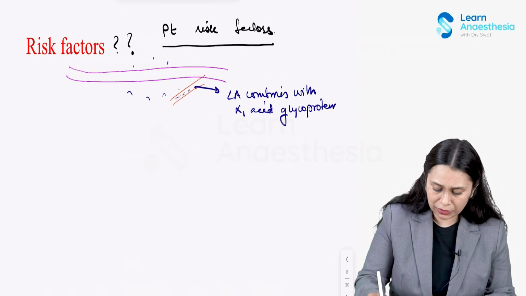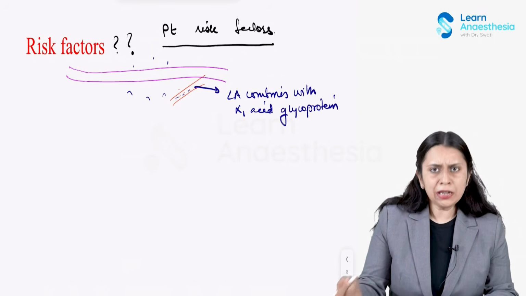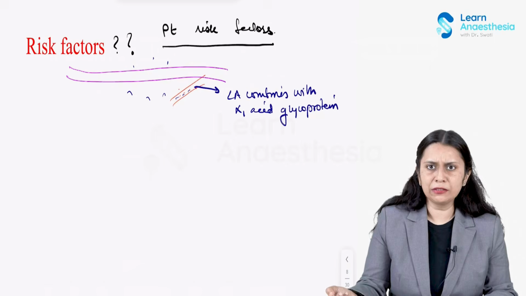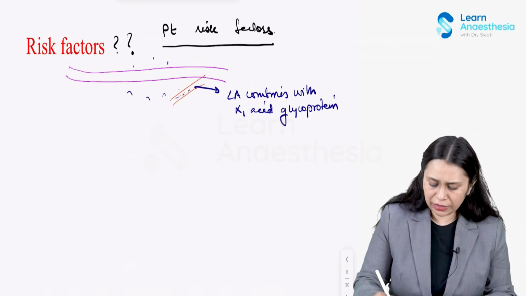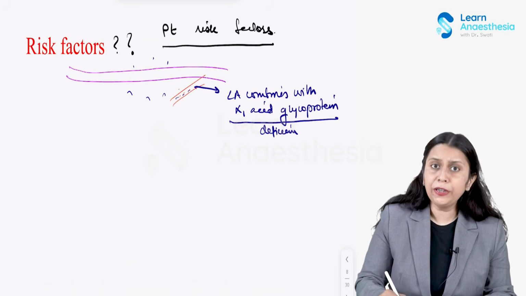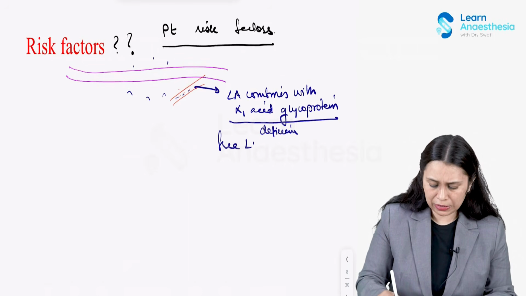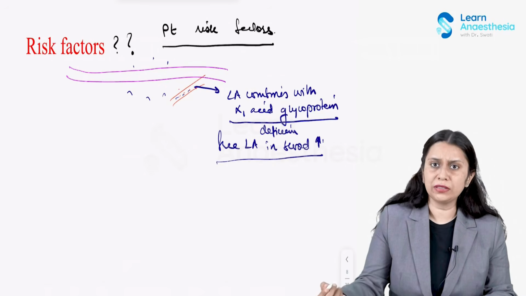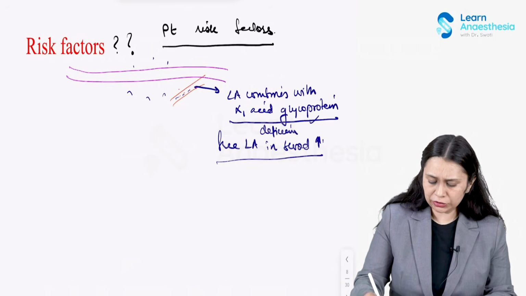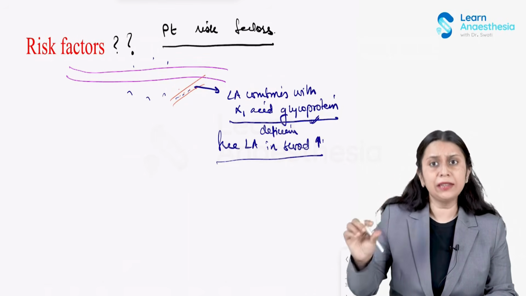So this binds with alpha-1 acid glycoprotein to a larger extent, and to some extent to albumin as well. So in case of deficiency of alpha-1 acid glycoprotein, the free LA in the blood will increase, and this increases the risk of toxicity. So what are the conditions in which alpha-1 acid glycoprotein can be less in the blood?